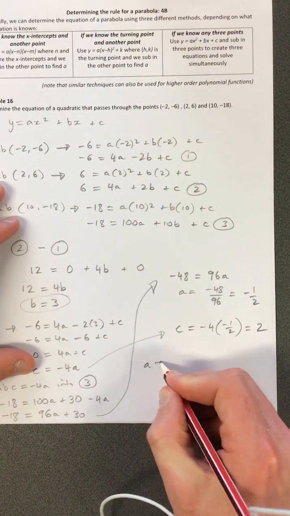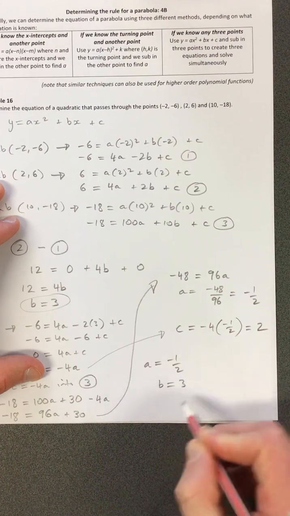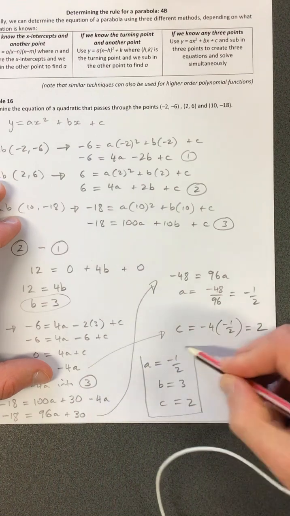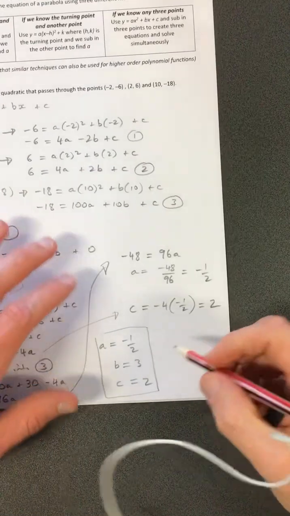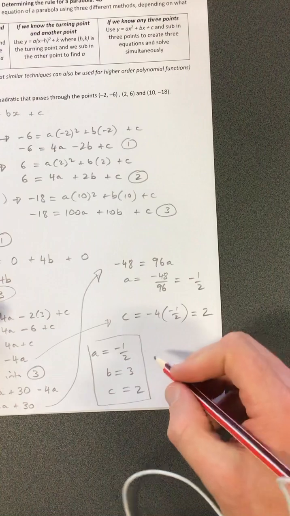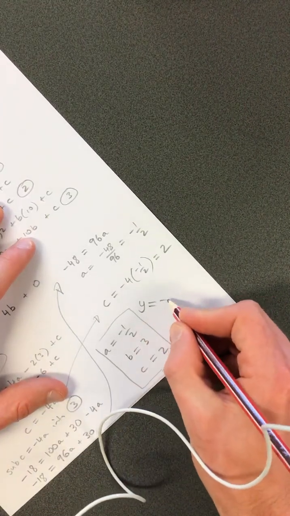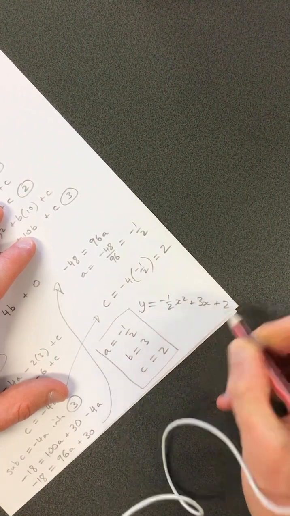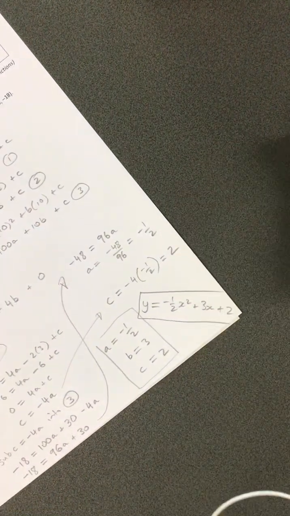So let's write that down nice and neatly, because that working got a bit messy. Those are our values of A, B and C. So we now can write down the equation of the quadratic that passes through those points, which is, getting a bit messy with my space, y equals negative a half x squared plus 3x plus 2. That wasn't the nicest working, but that will be our answer for that question.